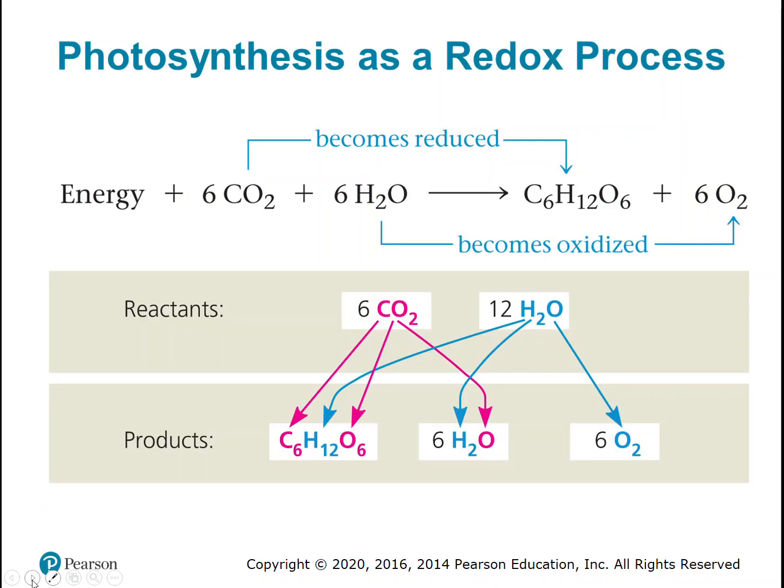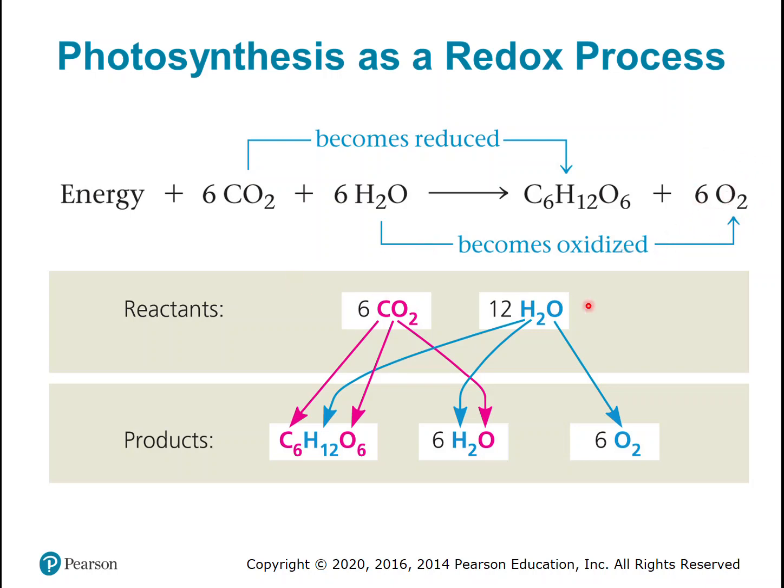Just as we saw with cellular respiration, photosynthesis is a redox process. One of our reactants becomes reduced, meaning it gains electrons. When you gain electrons, you become more negative. Your overall charge is reduced. So carbon dioxide is reduced to become glucose. Water is oxidized to become oxygen.